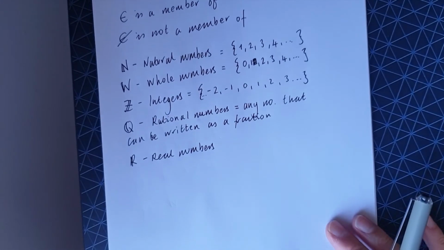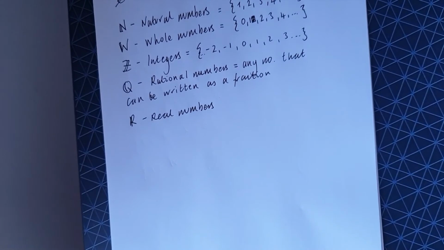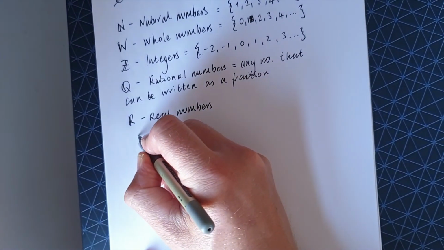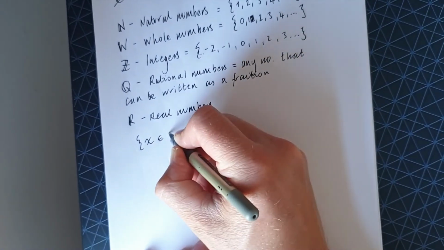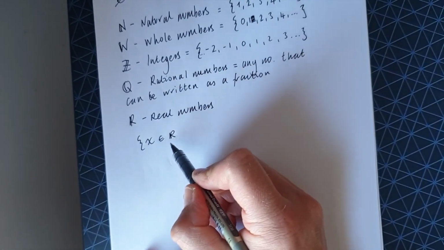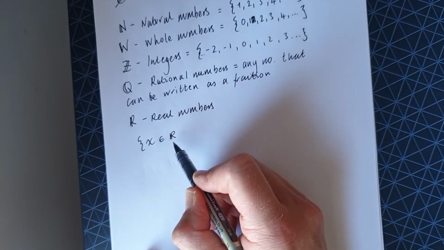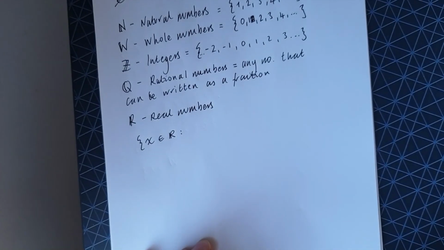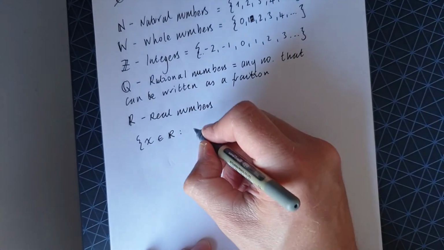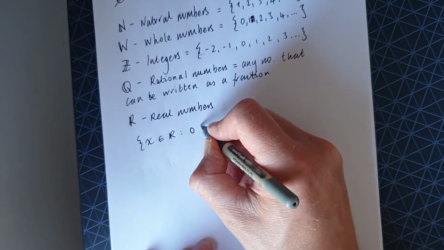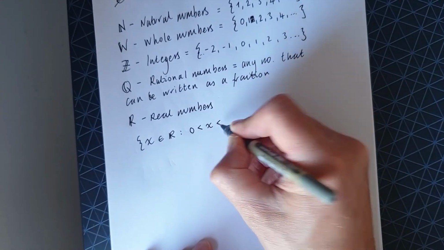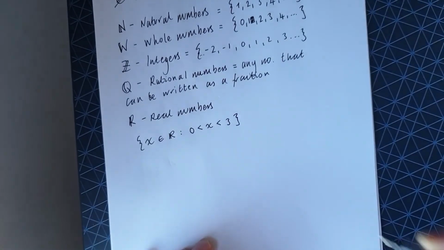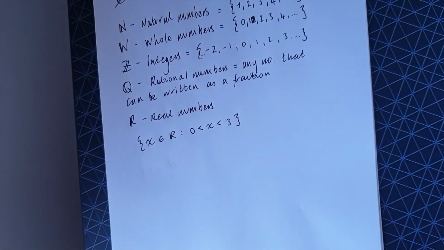Okay, so how does this play into some examples? If I was asked to describe the numbers in this set, and again we're using the curly brackets, so x is a real number, that's what that means, it's a member of the real numbers, so it can be any number, and we're going to put a condition on it, so put a colon, meaning "such that", however, that would describe any number between 0 and 3 that exists.